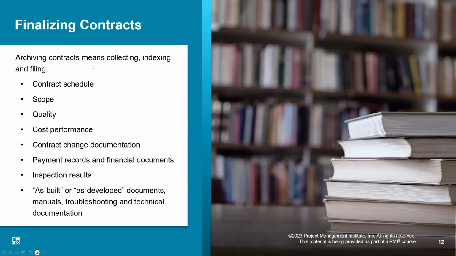Then finalizing contracts. Archiving contracts, just like we archive our project data, whatever the contracts have been closed down, we will file them. We will collect all this data, index it, and file it either in a computer archive, cloud storage, or maybe in a physical filing system. So what all are we archiving? The contract schedules, scope of each of the contracts, quality, cost performance, contract change documents, payment records, financial documents, inspection results, and most importantly, as-built or as-developed documents. I hope you understand as-built and as-developed.